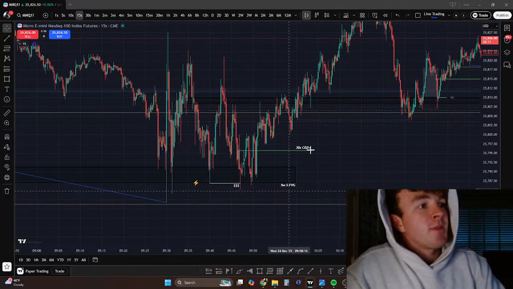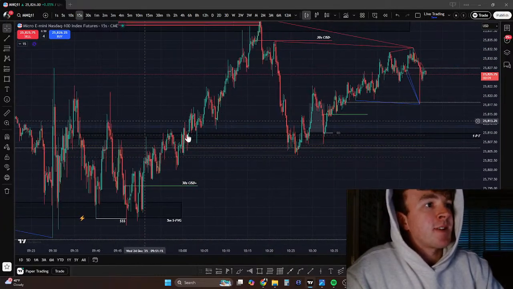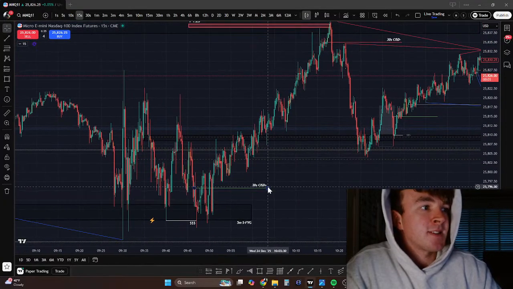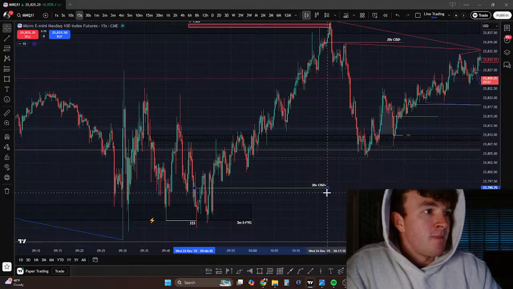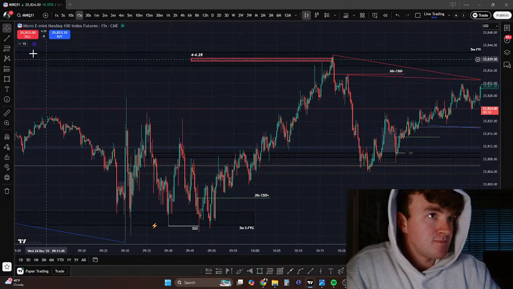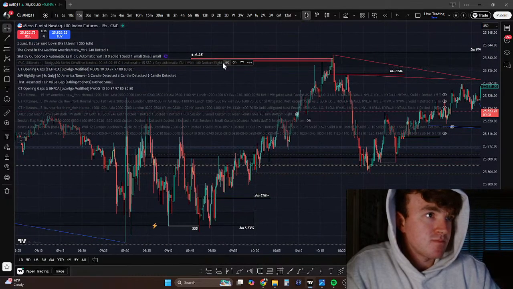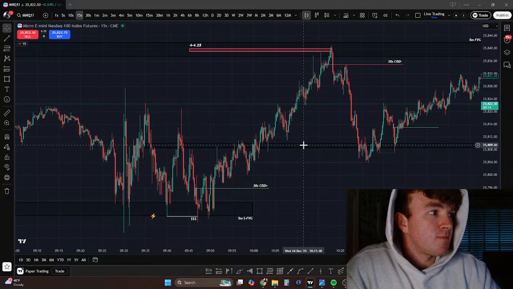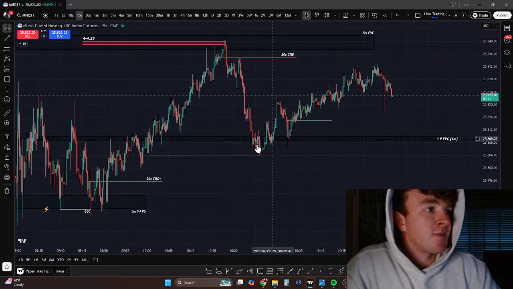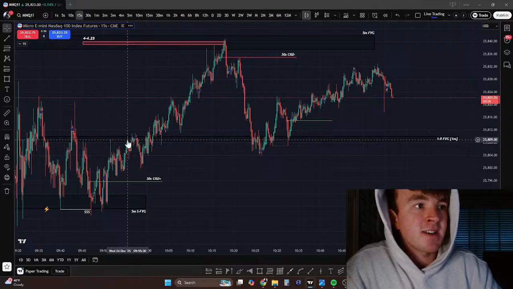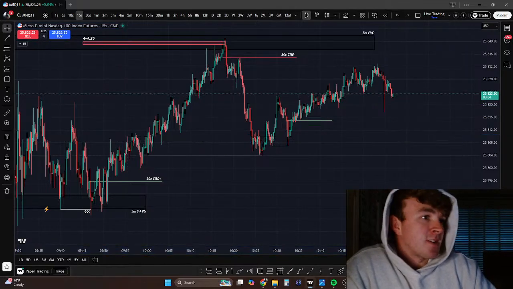Check that out, guys. From the rejection block to the fair value gap to the breaker. That is a textbook market maker buy model. That is about as textbook as it gets. And then the first presented fair value gap. And this one right here, this change in state, I knew that one was going to be good. I should have just entered on that. Dang, bro. Crazy.